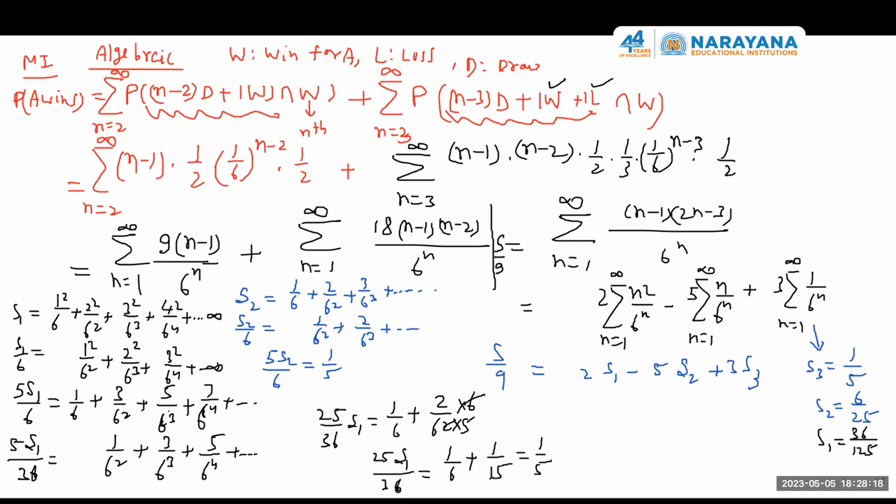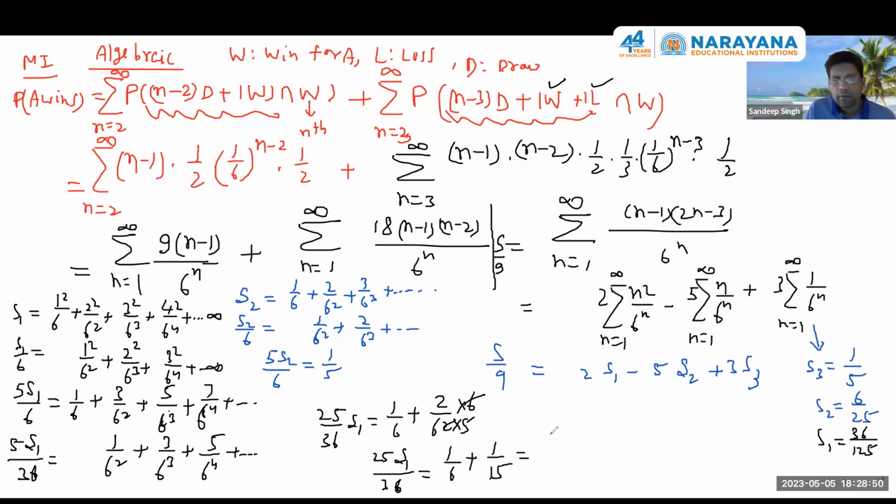Sir, 1/6 plus 1... Yes, please tell me. Which step? Sir, last, 1/6 plus 1/15 will be 7/30. Correct. This is not 1/5. I have written this incorrectly, no? This is 37/30.